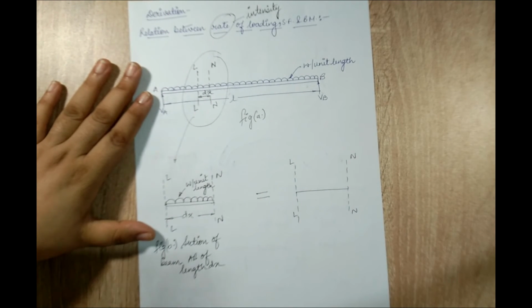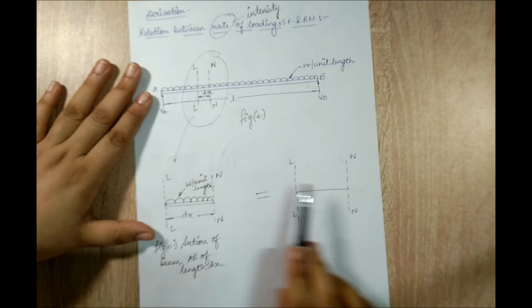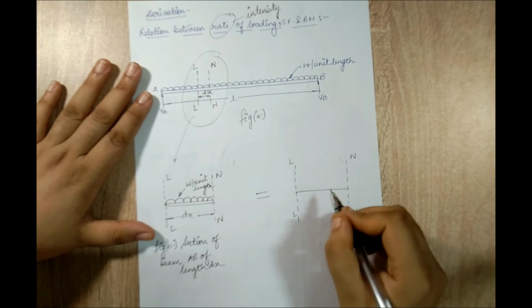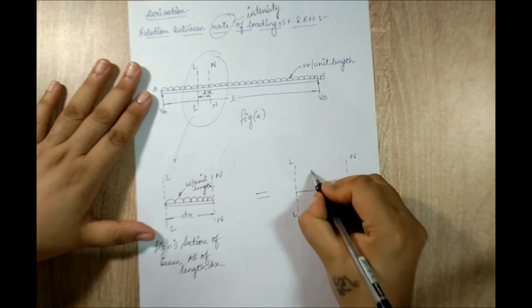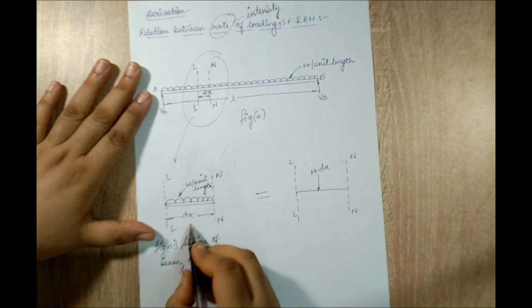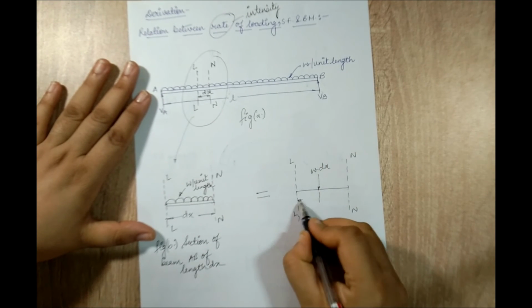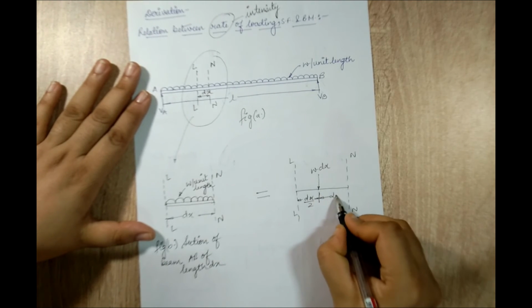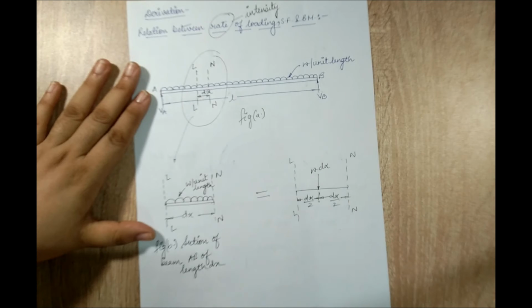Now I will have to resolve this UDL and place it at a particular point. In the previous session I have already discussed about the placement, so I'll directly go around with it. W into dx will be W dx and UDL is placed at half the distance. So this will be dx by 2 and this is also dx by 2.